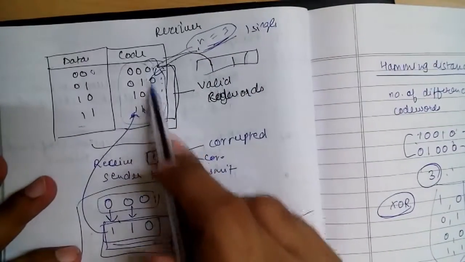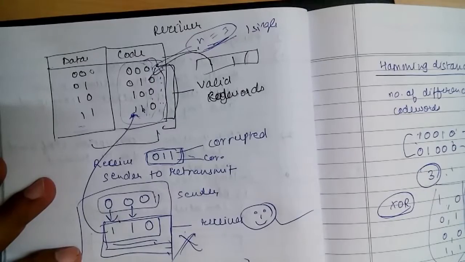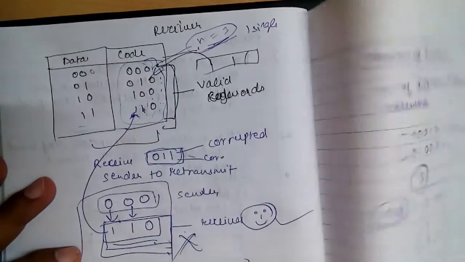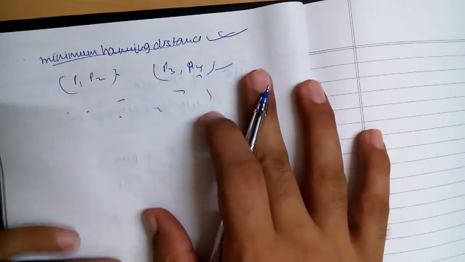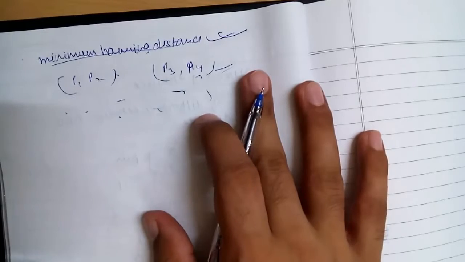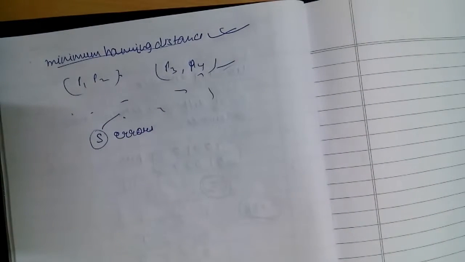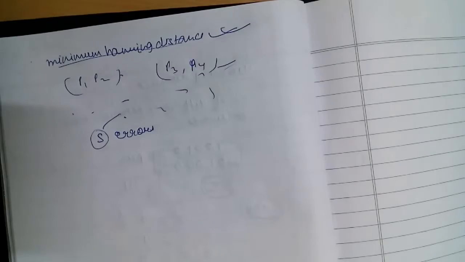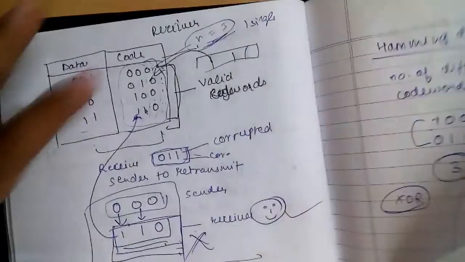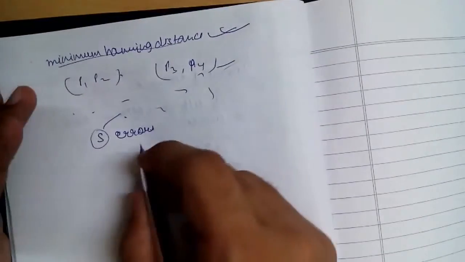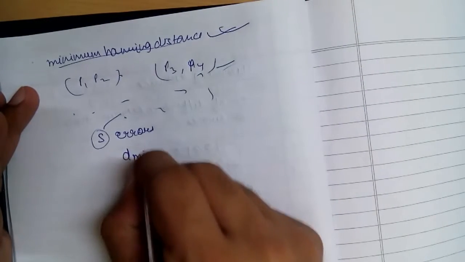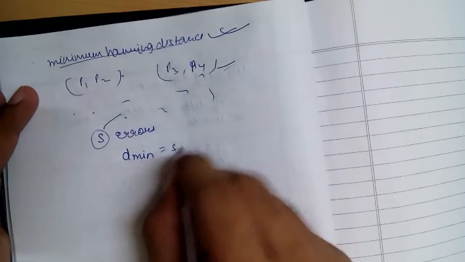Now, to answer our question of how many bits I need to add to detect, say, one bit of error or something like that, we use the concept of minimum Hamming distance. If we want to detect S bits of errors, the block code we design for it should have D minimum, that is, minimum Hamming distance, equal to S plus 1.